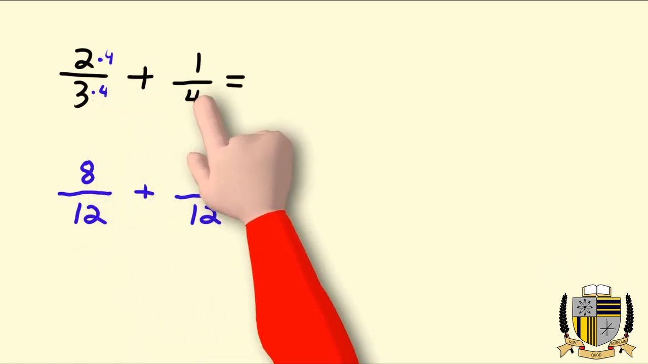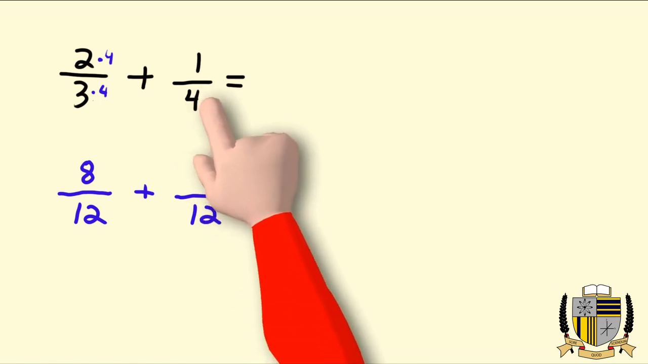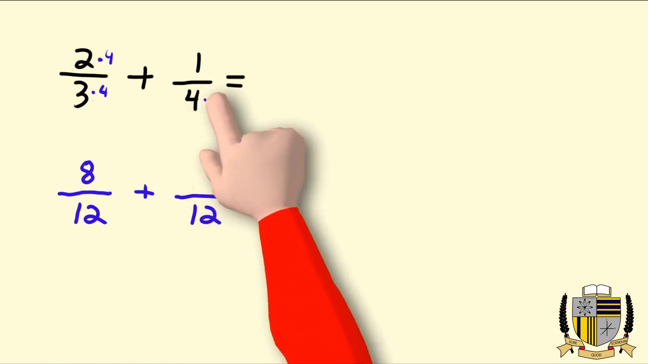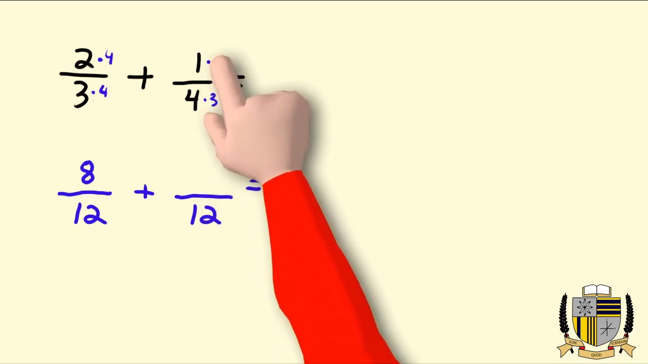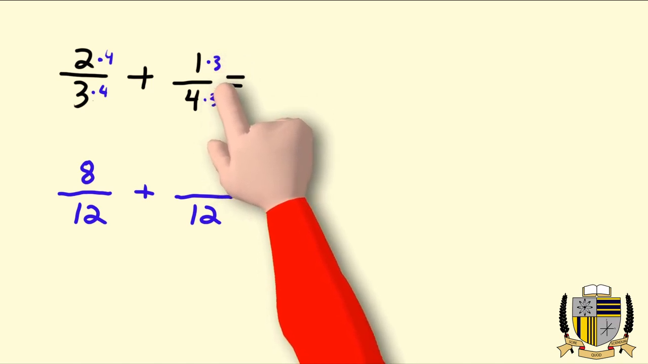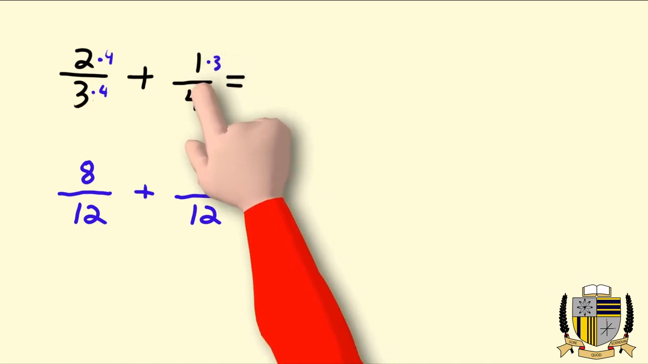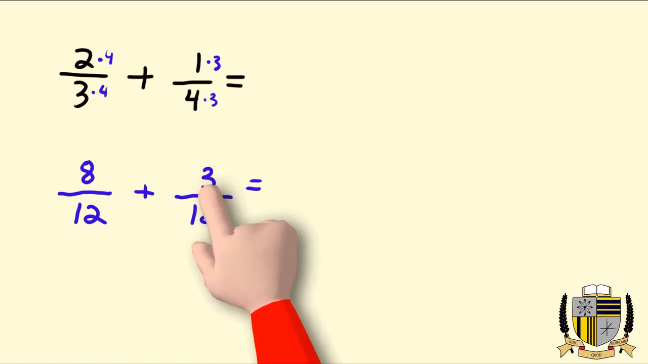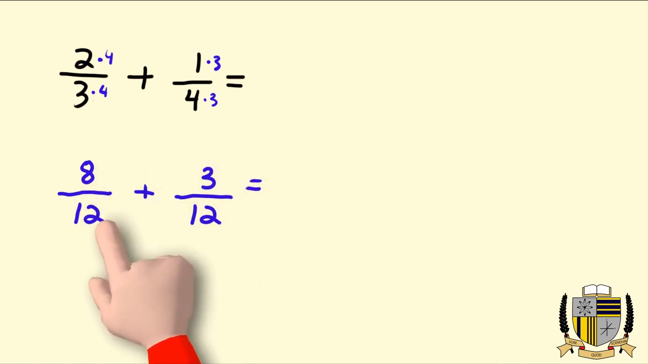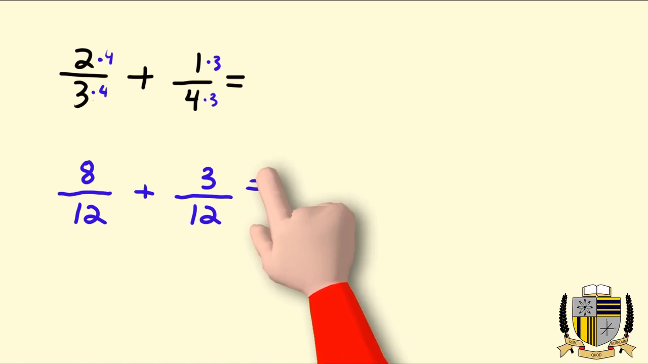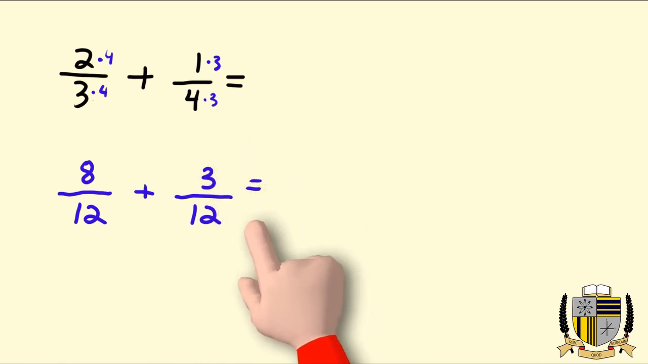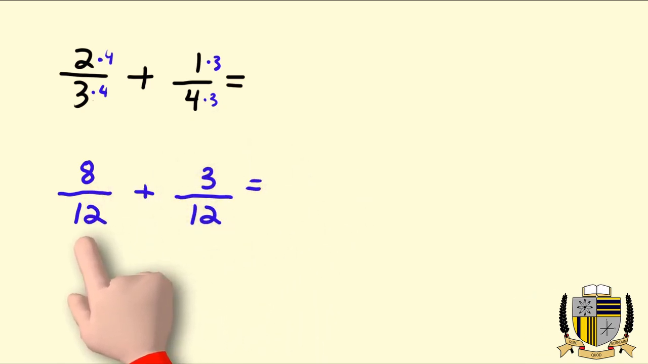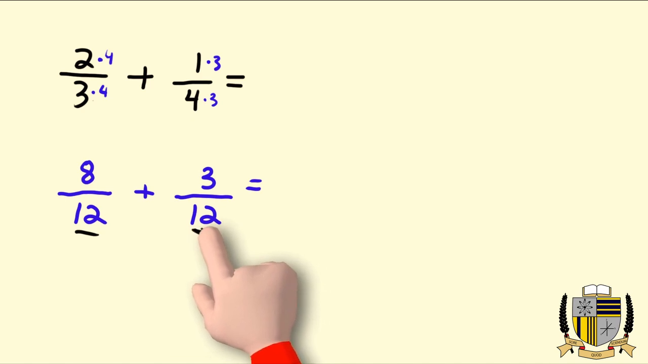Now what I do over here, I have to do here. Here's the 4. How do I get from this 4 to 12? Well, I know this 4 was multiplied by 3 to get this 12. So that means this numerator has to be multiplied by 3. And 3 times 1 is 3. So here is our new problem, but it's the same thing. It's just rewritten differently with a common denominator.